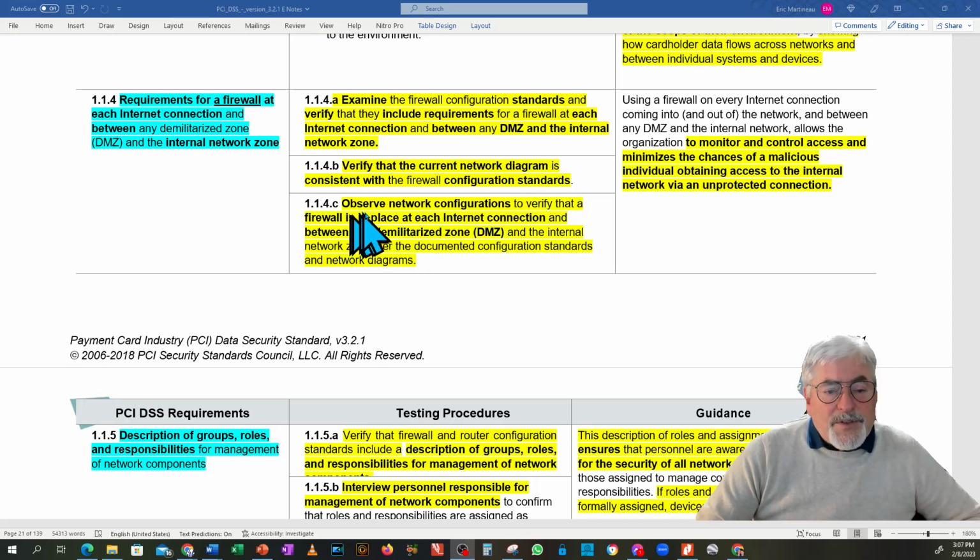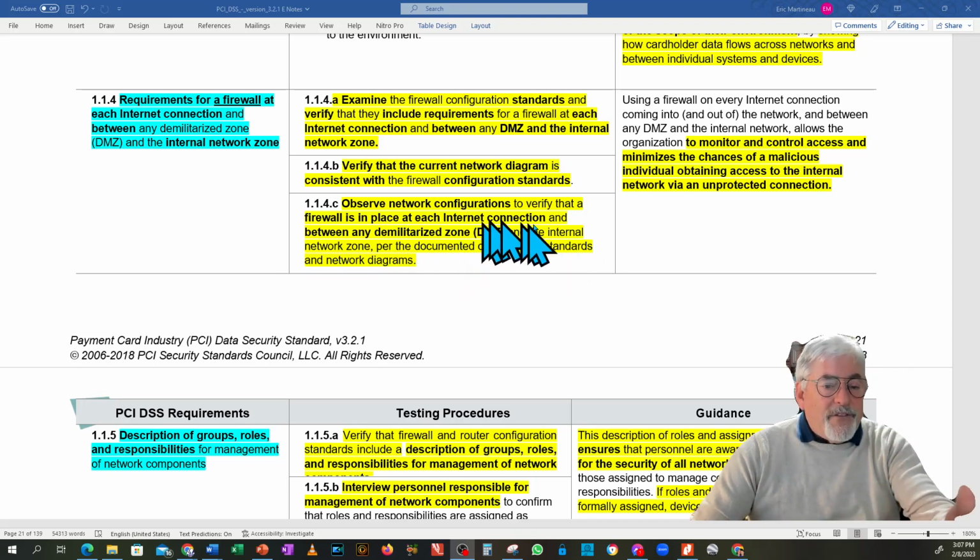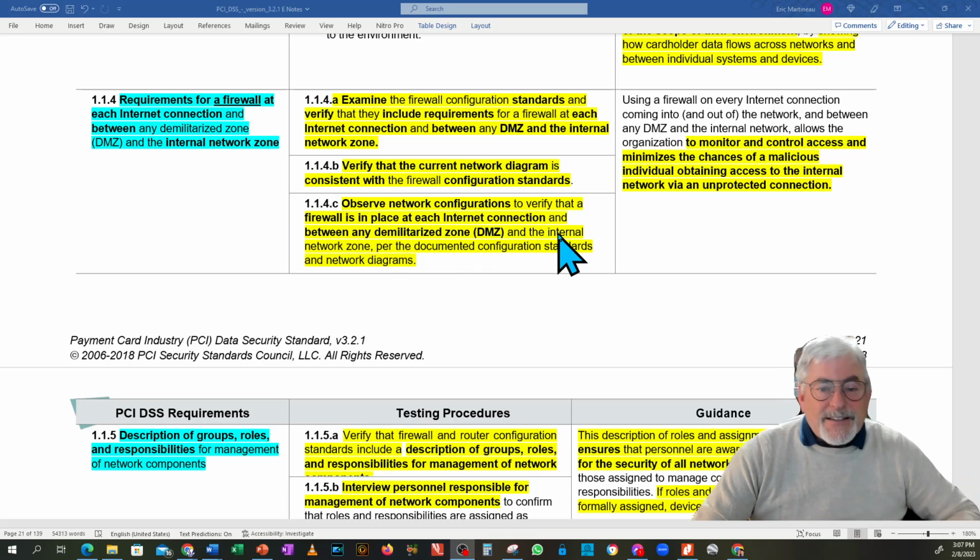Okay? Observe network configurations to verify that the firewall is in place at each internet connection and between any demilitarized zones and the internal network zone per the documented configuration standards and network diagrams. So we're just verifying that these exist.